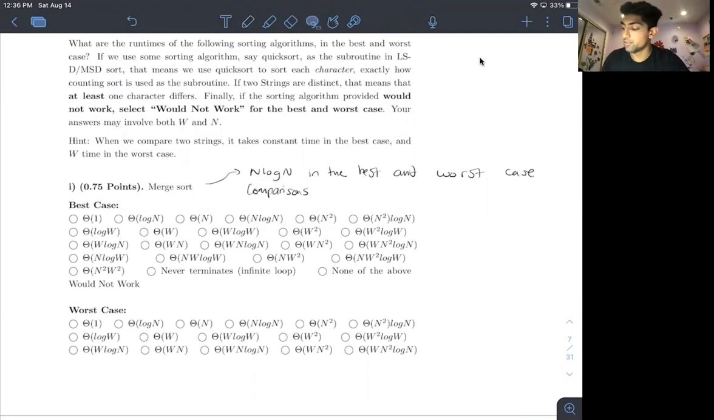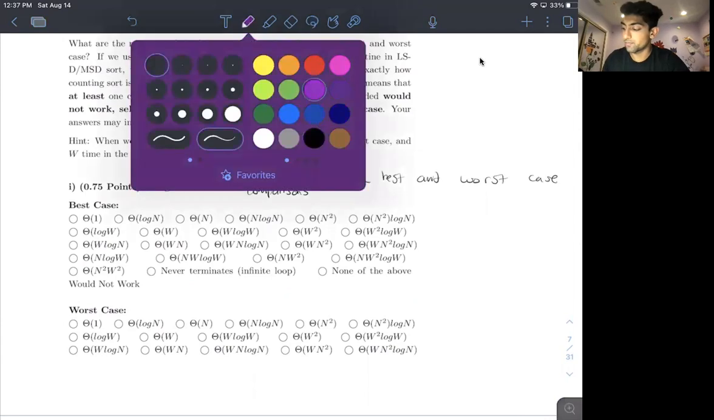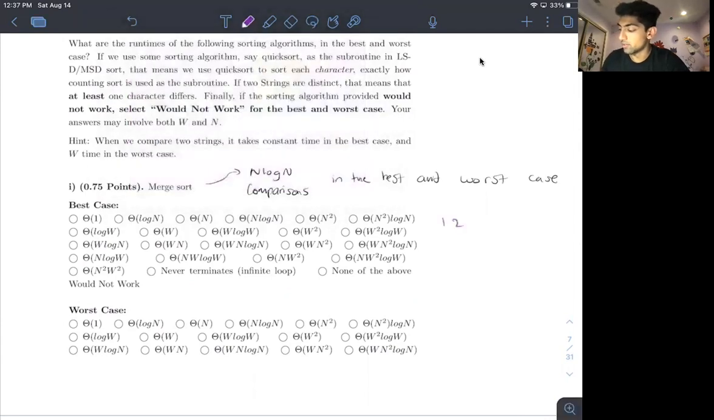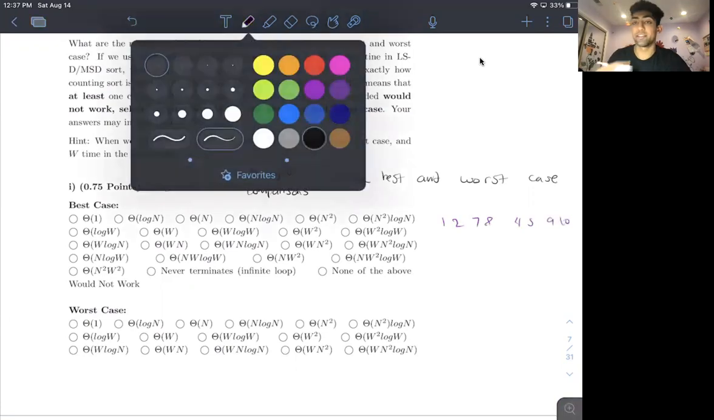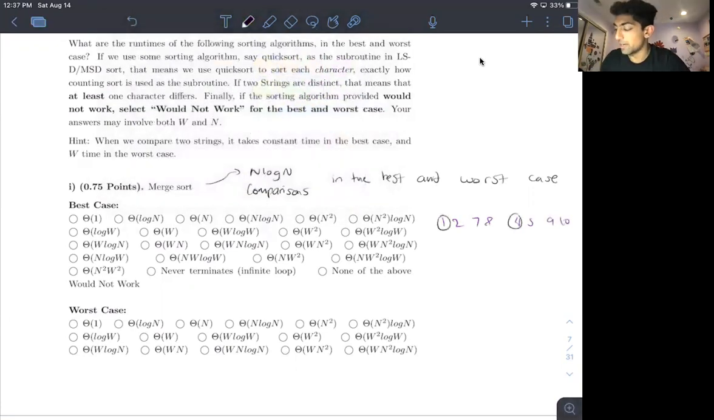Okay? So the reason we perform n log n comparisons in the best and worst case is that every time we do a merge operation, right? So let's say I'm merging 1, 2, 7, 8 with 4, 5, 9, 10. Notice that at every step in merge sort, we're basically doing a comparison, right? So in that light, what we'll notice is that the runtime of merge sort of n log n just comes from every step in the algorithm, and every step of the algorithm is basically just acting upon a comparison, okay?